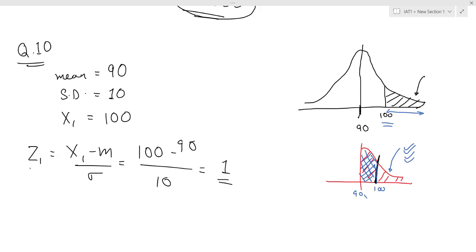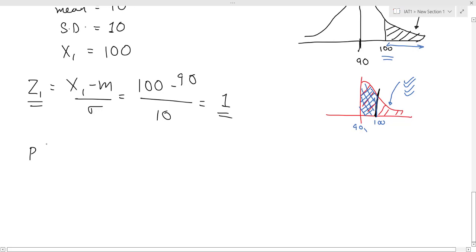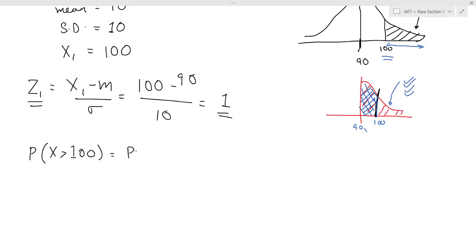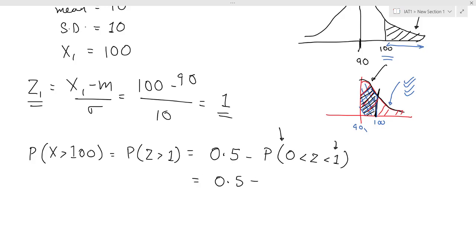We have to find the probability of z greater than 1. So if we have to find the probability of x greater than 100, it means we have to find the probability of z greater than 1, which means 0.5 minus the probability of z being between 0 and 1. This whole red area is 0.5. From this red area, we have to subtract this blue area. So 0.5 minus the value for 1.